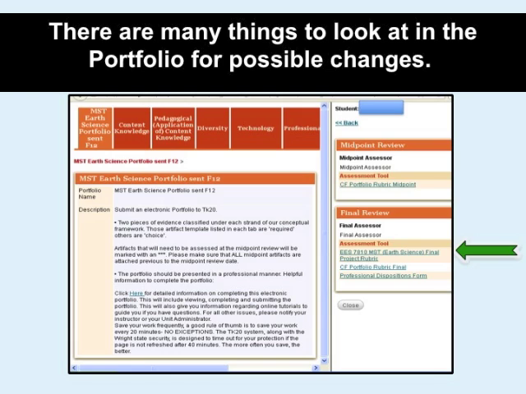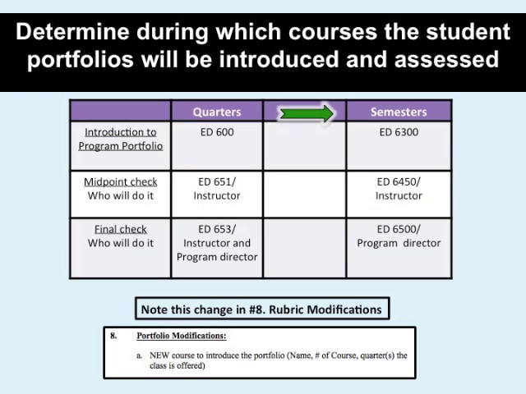Did you know that you can add rubrics to the portfolio? You can add additional rubrics specific to your program to your portfolio. You can add an additional professional dispositions rubric at the midpoint check to help you remember to assess them regularly. You can add a final project rubric or even a third portfolio check. I need to know what course you want the students to get their portfolio.